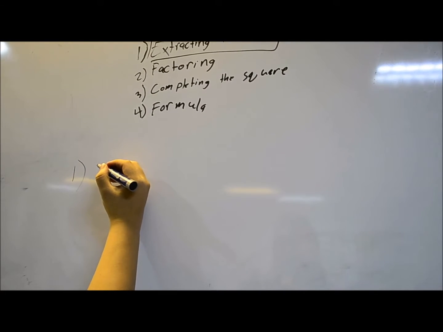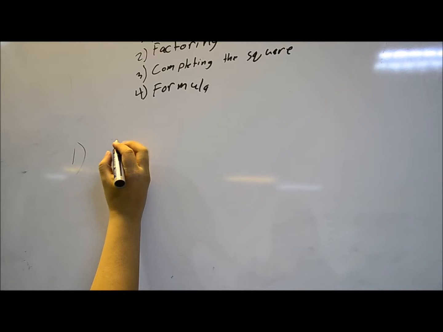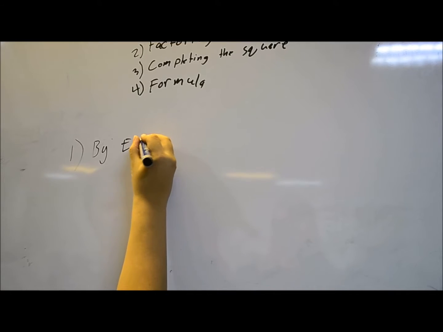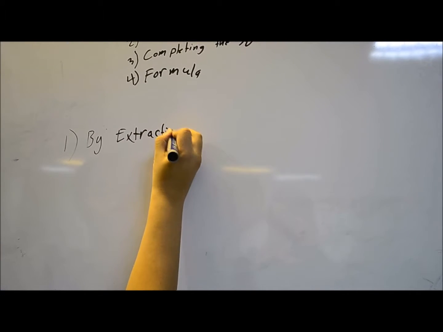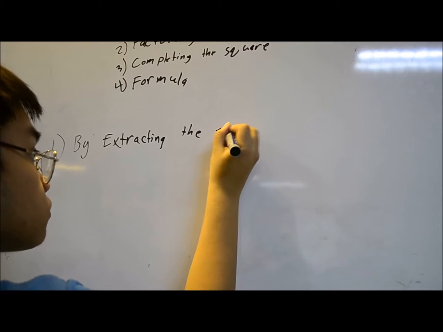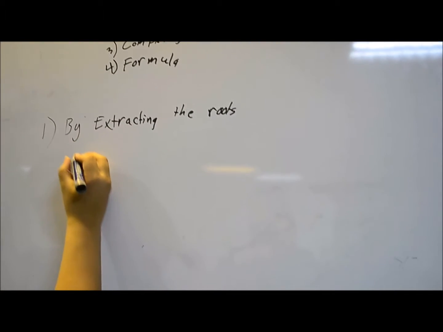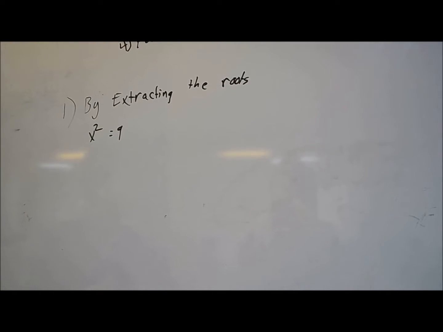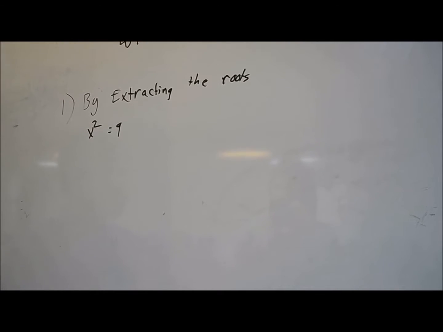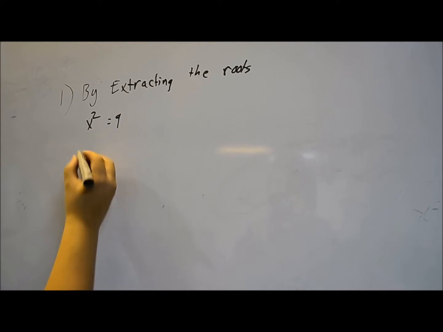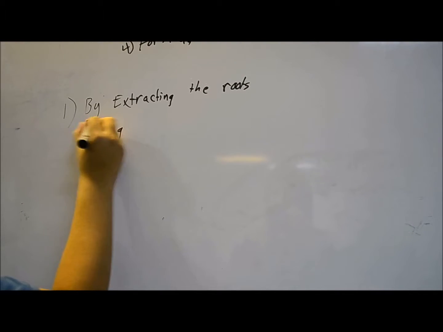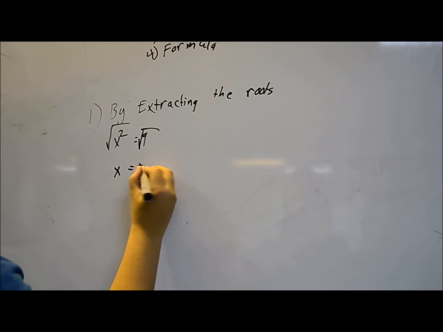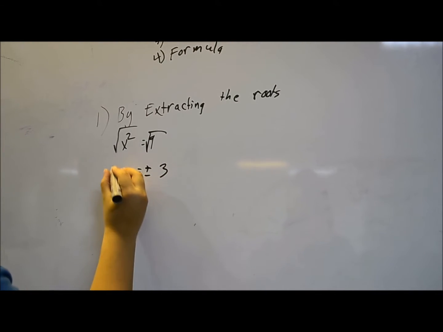How do we solve quadratic equations by extracting the roots? Say for example, we're asked to solve x squared equals 9. Notice that this method is only applicable when x raised to 1 is not present, and we can easily extract the square root of both sides of the equation. This becomes x equals the positive and negative root of 9, which is 3.